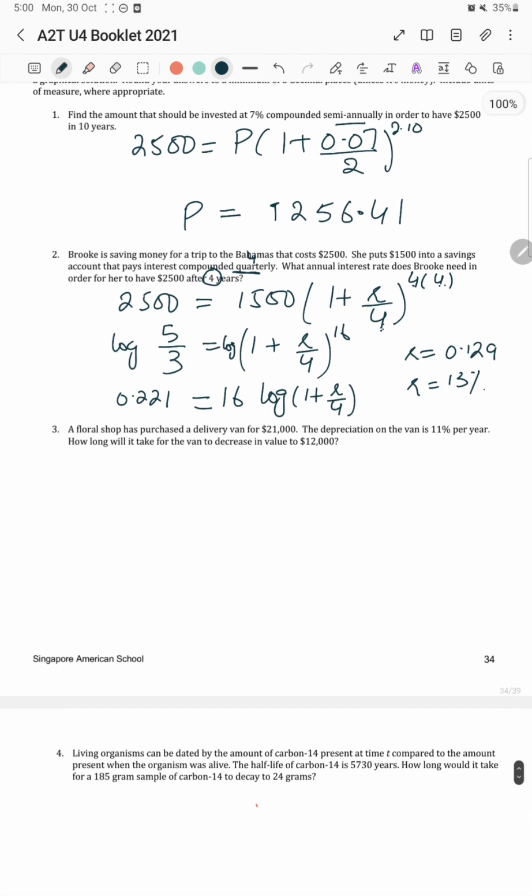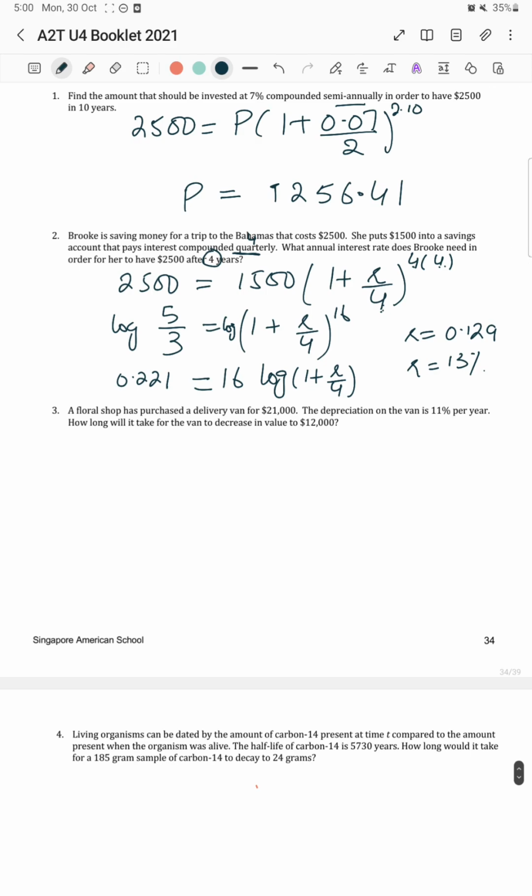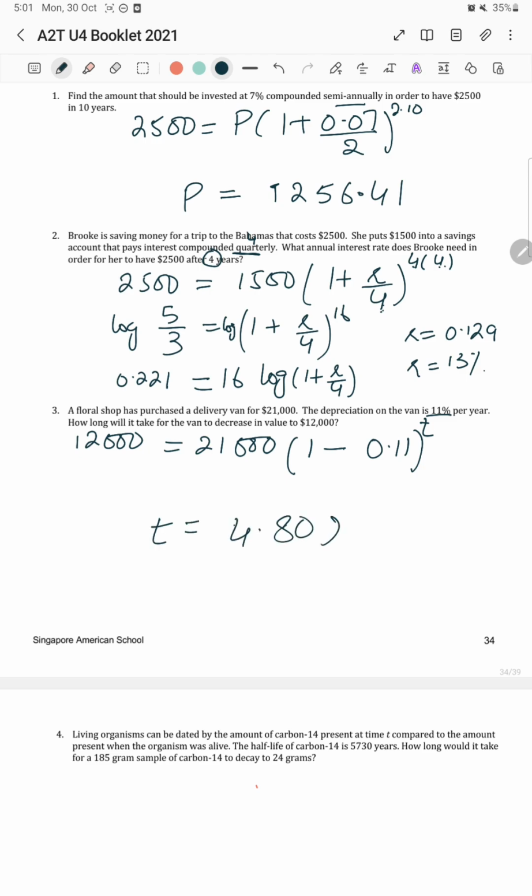Okay, a floral shop has purchased a delivery van for $21,000. That is, depreciation on the van is 11% per year. How long will it take for the van to decrease in value to $12,000? So it's going to be 12,000, which is equal to 21,000(1 - 0.11)^T. Simply by calculations we can get the value of T, 4.802 years.